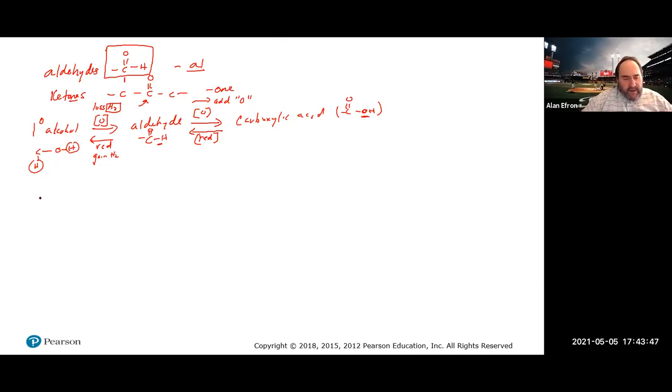This we also talked about was a secondary alcohol. And remember, a secondary alcohol, if we oxidized it, would get us to a ketone, which is our 3-carbon group.